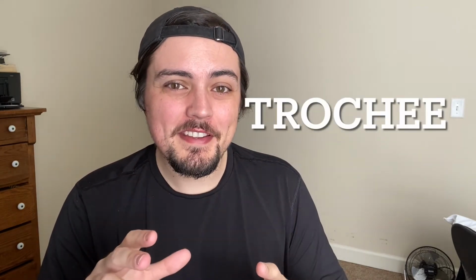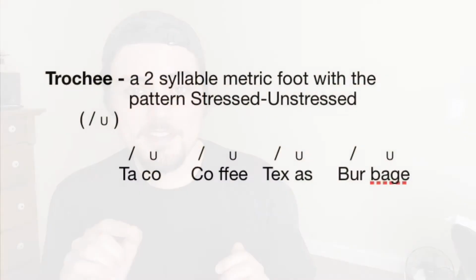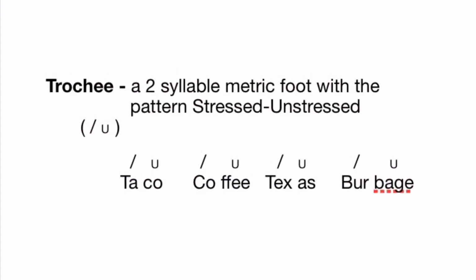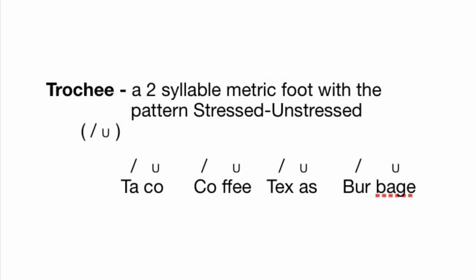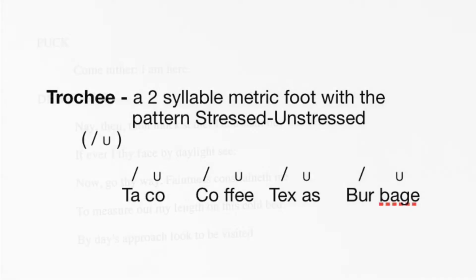The one you're going to come across more than any other in Shakespearean verse is what's called a trochee. A trochee is just the opposite of an iamb. So where an iamb is a two-syllable package with the pattern unstressed, stressed, a trochee is a two-syllable package with the pattern stressed, unstressed. Words like taco and coffee and Texas all follow this trochaic rhythmic pattern.